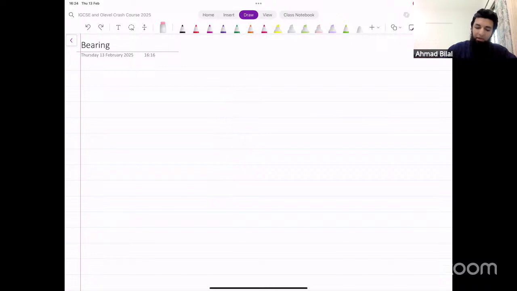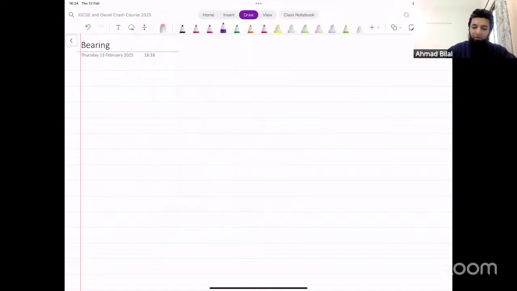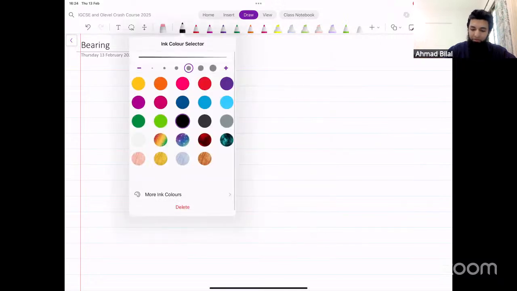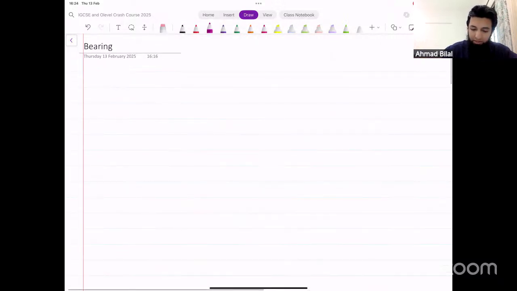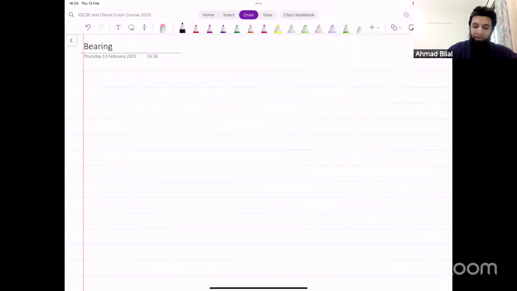Now, this idea that you measure angle from a vertical line is known as bearing. Okay, now I'm just adjusting my pen size a bit. So the idea of bearing is that we measure angle from a vertical line instead of a horizontal line. Now, how do we understand that? Let's say we have a point here, that point is A, and we have another point B.